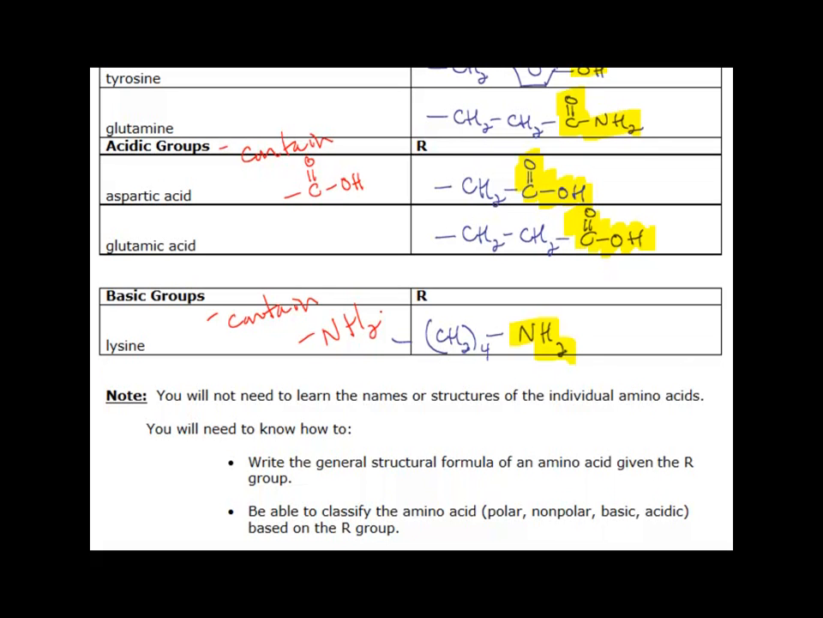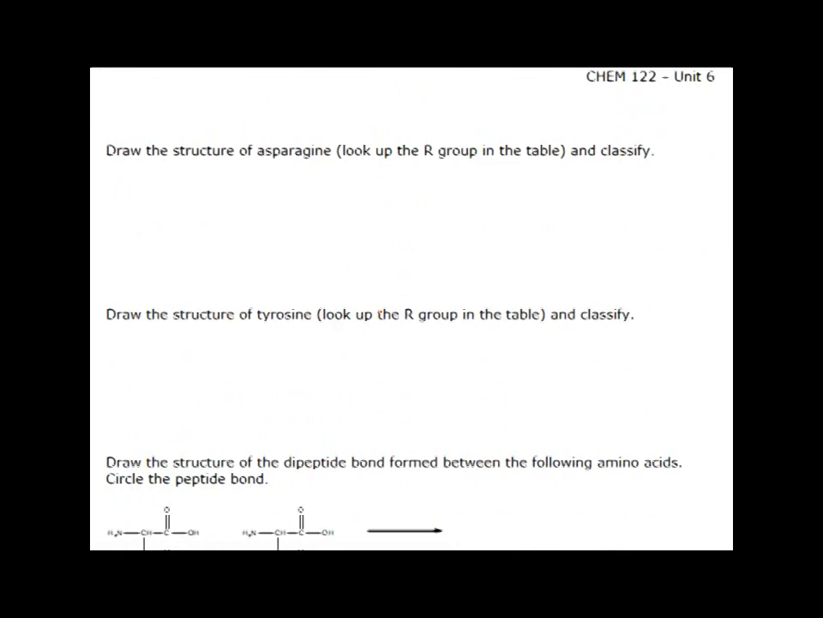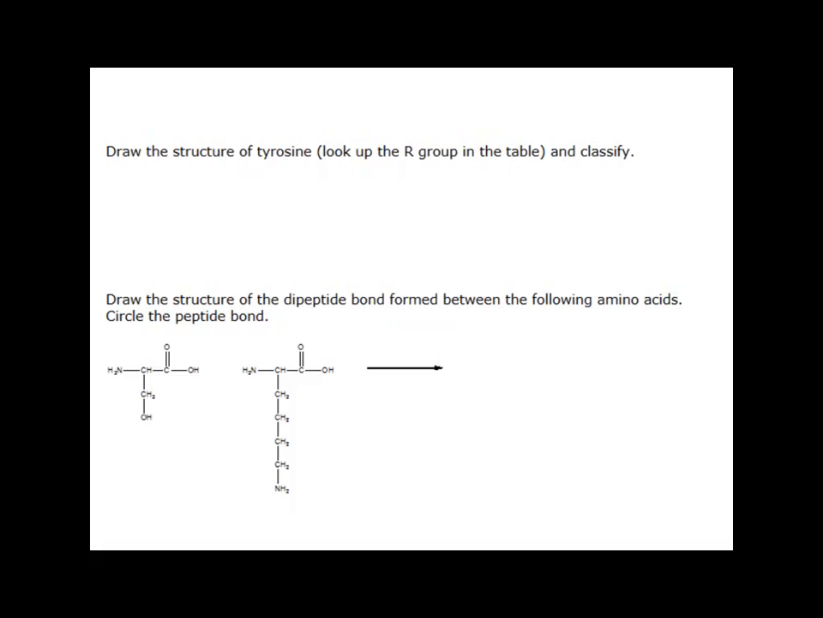So on the next page, I want you to draw the structure of asparagine. And I'm just going to go ahead and give you the R group so you don't have to flip back. The R group for asparagine is CH2, C double bond O, and NH2. So I want you to draw the structure of asparagine and classify it. I also want you to do the same for tyrosine. And tyrosine has the R group that looks like this. And then lastly, I want you to draw the structure of the dipeptide bond formed between the following amino acids. So we're just going to link these two amino acids by an amide bond, being sure to write the correct product. So hit pause and do those things.